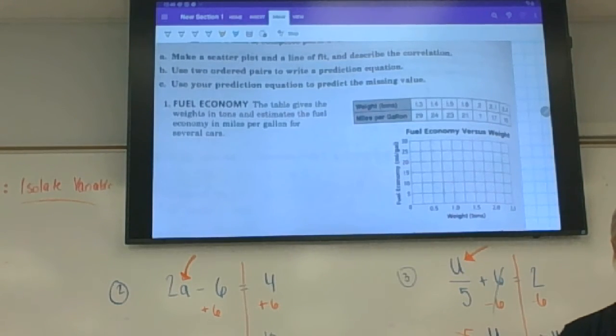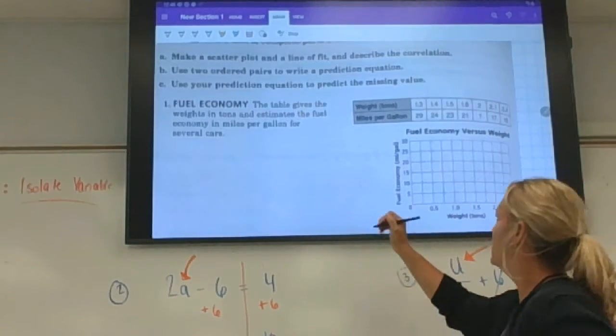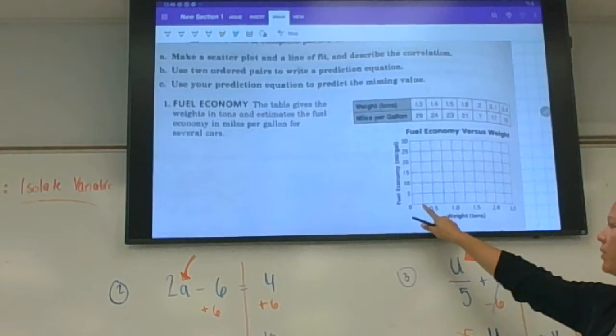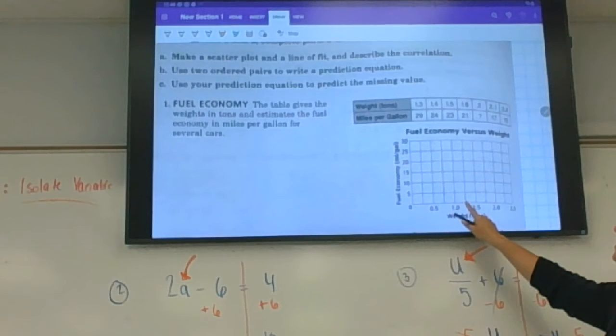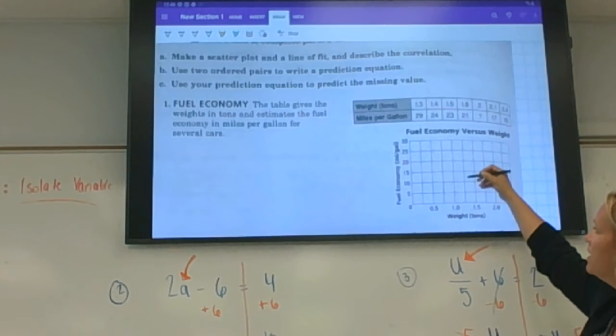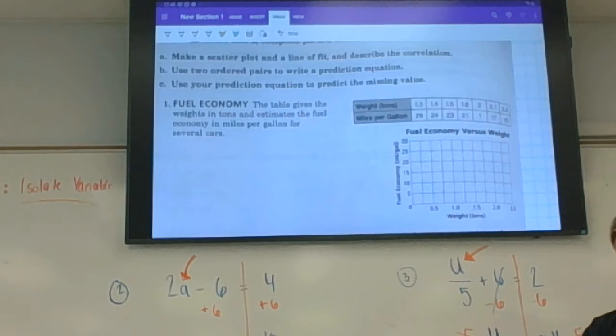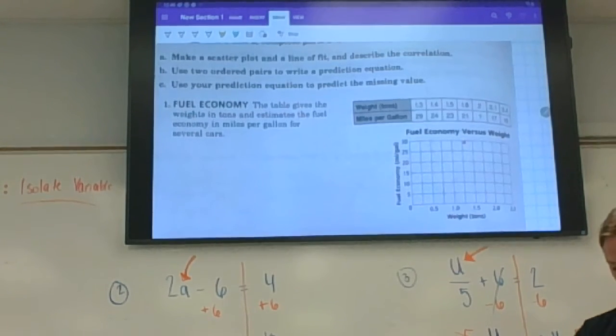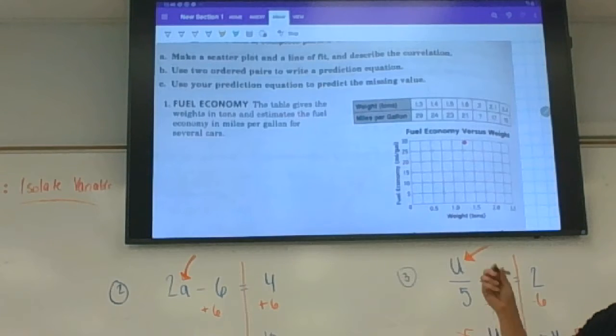All right, so each one of these is about 0.25. So 1.3 is going to be just beyond this line here, up at 29. That's where I'm starting.